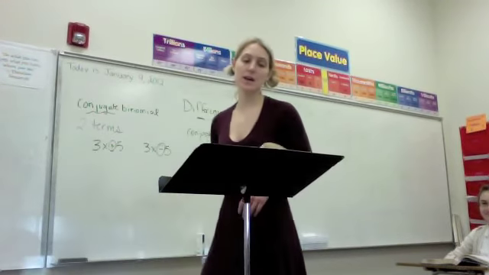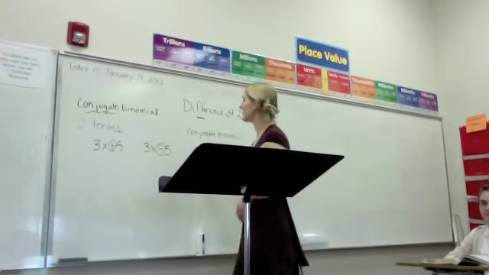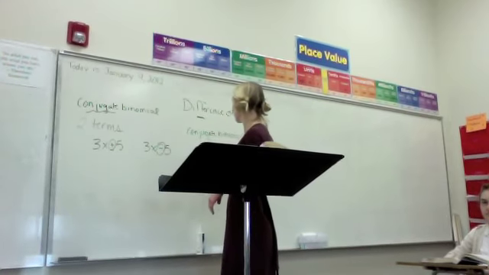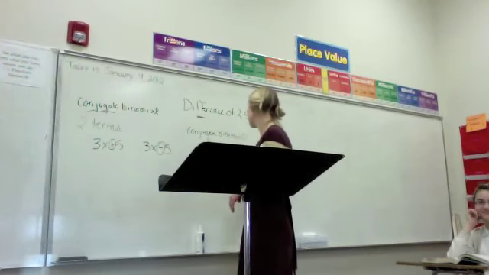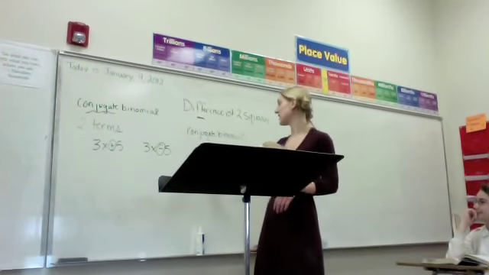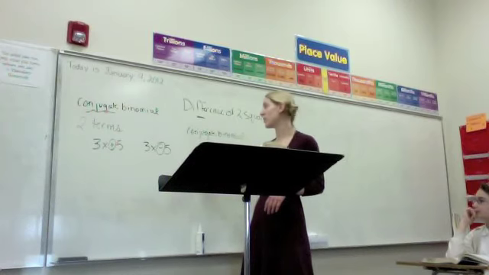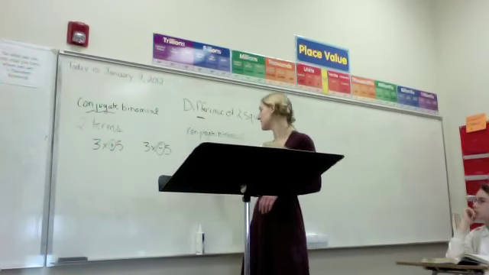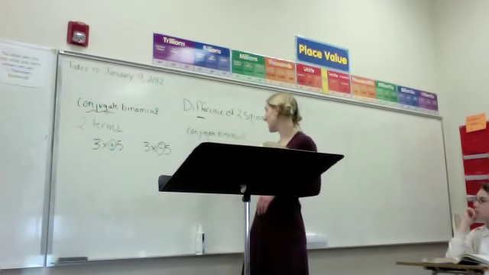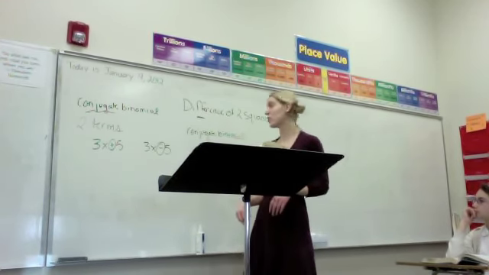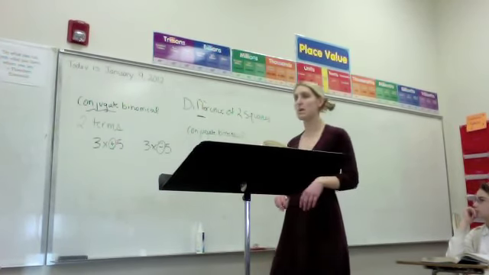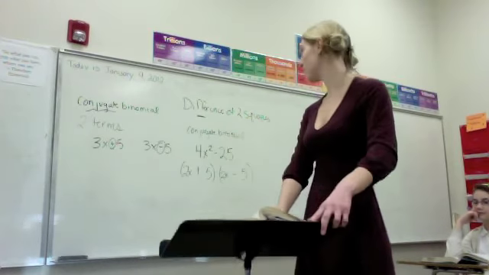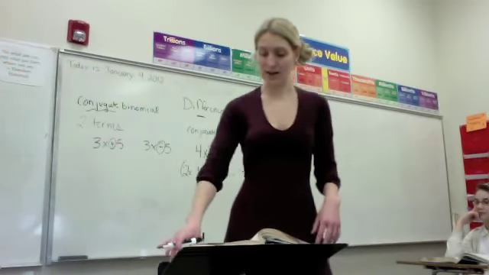We talked about, if I had 4x squared minus 25, I'm going to set it up because it's going to be conjugate binomials. So I'm going to take the square root of the first one. The square root of 4 is 2, so I'll have 2x as my first term. And my square root of my second term is 5. And since they're conjugate binomials, because it's the difference of 2 squares, I'm going to have 1 plus sign and 1 minus sign. Okay? That's what we talked about last week.